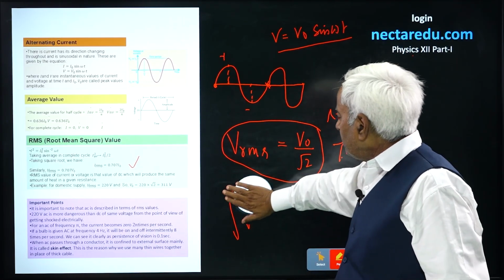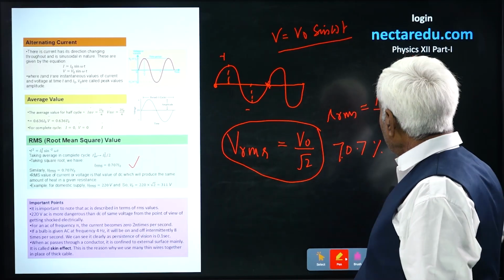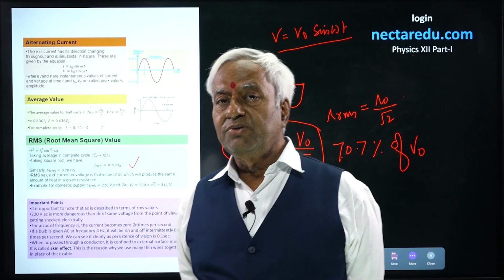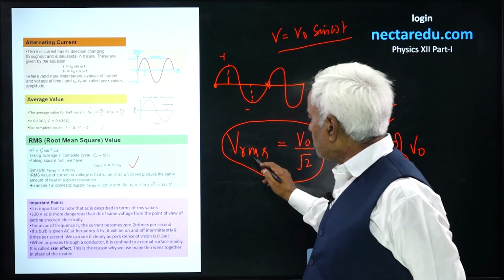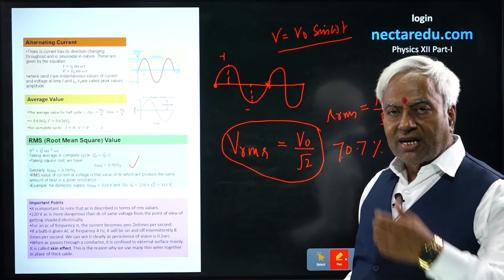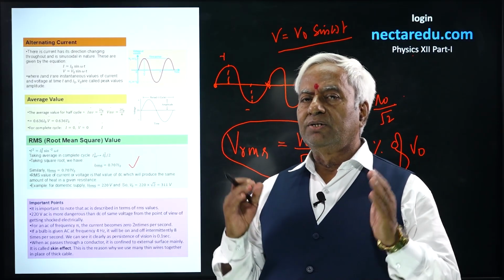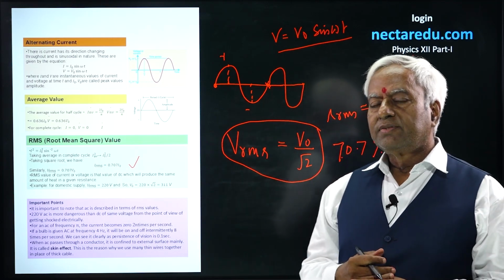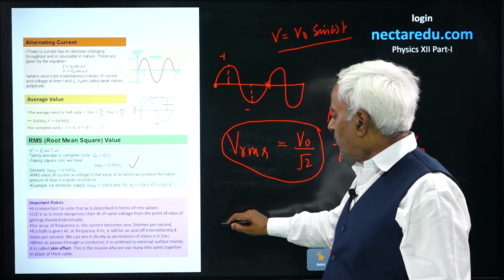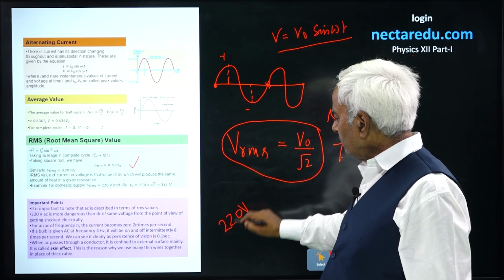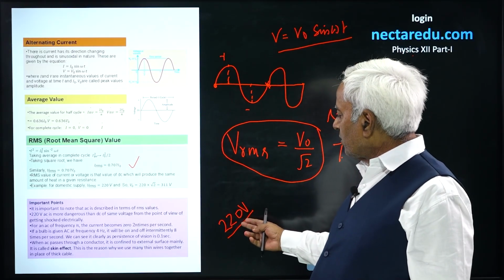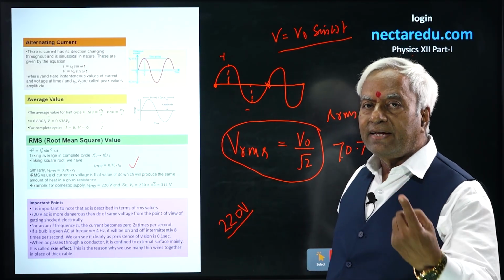Now, what is the use of this RMS value? Actually, whatever the reference is made regarding AC, we always talk in terms of RMS value, whether it is voltage or current. Suppose somebody says that we are having a supply of 220 volt AC. Then it is automatically understood that he is talking about the RMS value of that AC.